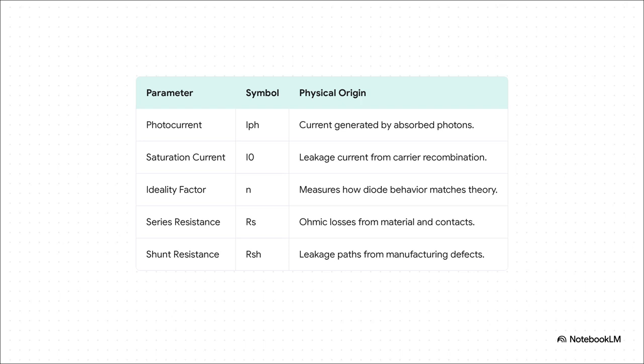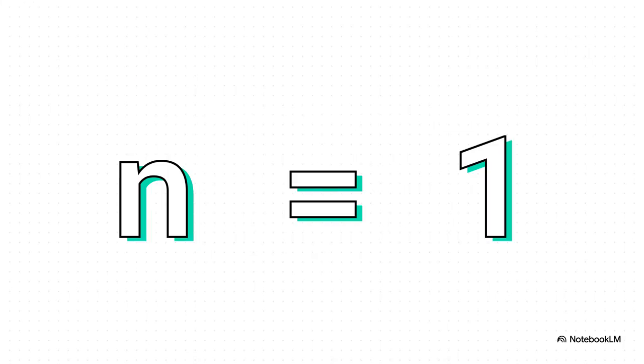It's all connected. Let's zoom in on one of these parameters, n, the diode ideality factor. This one is a super powerful diagnostic tool. Basically, if you get a value of 1, that's perfect. That's your A+ student.